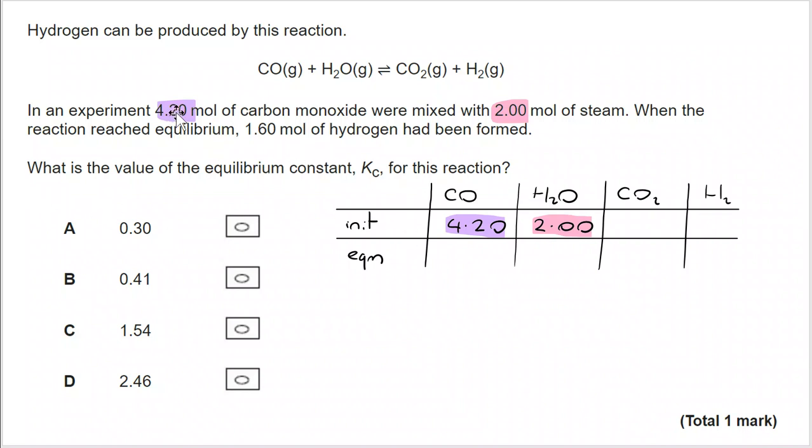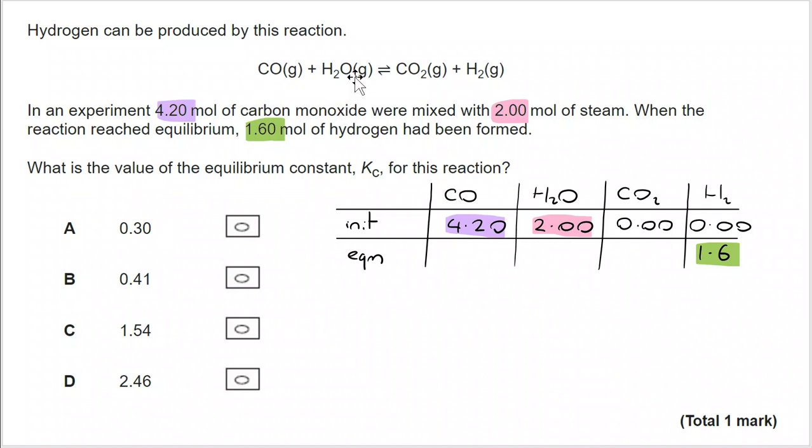So we started with initial moles 4.2 of CO and 2 of H2O, and we've been told that we ended up with 1.6 moles of hydrogen. Now we can also assume that we didn't start with any products, so we can put our 0.00 into the 2 products, carbon dioxide and hydrogen. From there, we need to work out the remaining equilibrium moles.